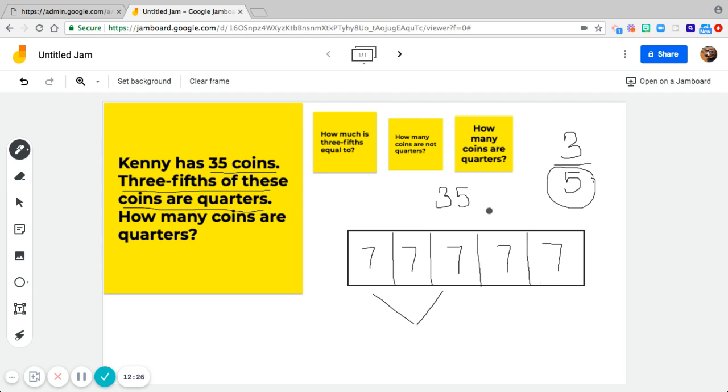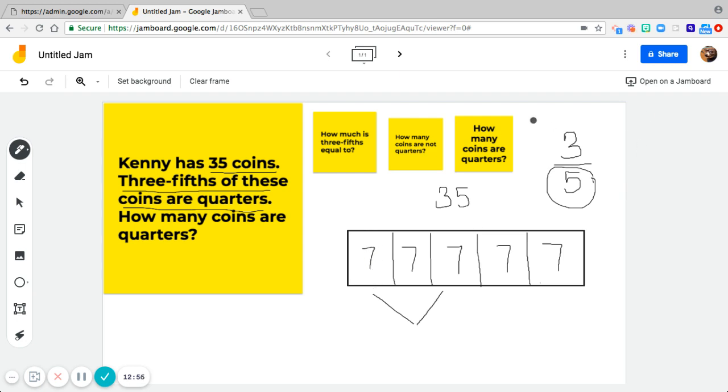Again, I have 35 coins, and I took these 35 coins and broke them into 5 parts. And I made 5 groups of 7 because 35 divided by 5 is 7. Therefore, each fifth has 7 coins in it.